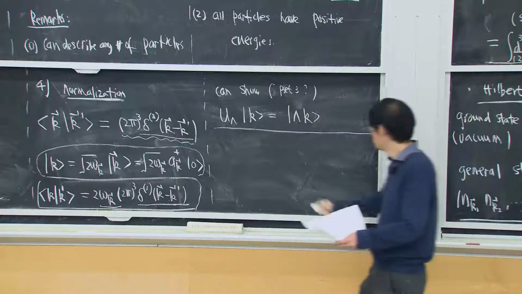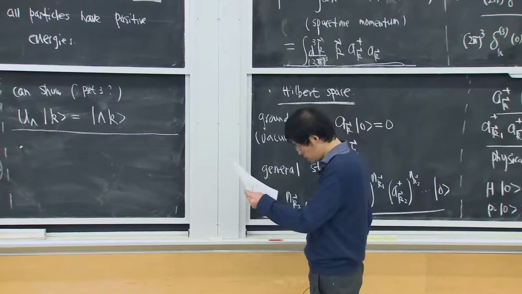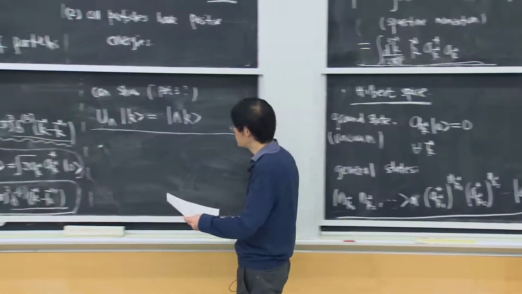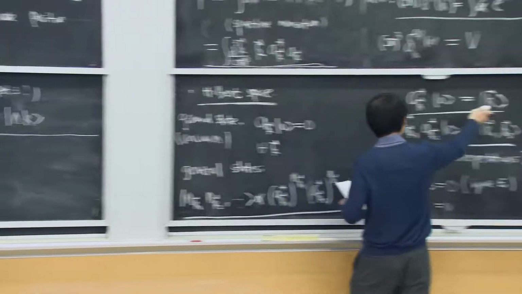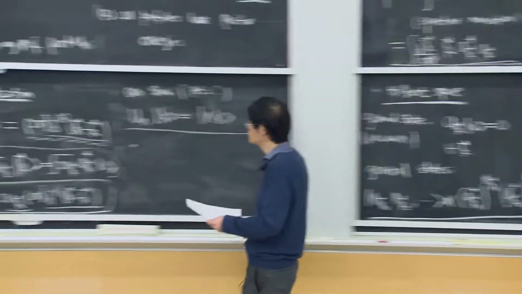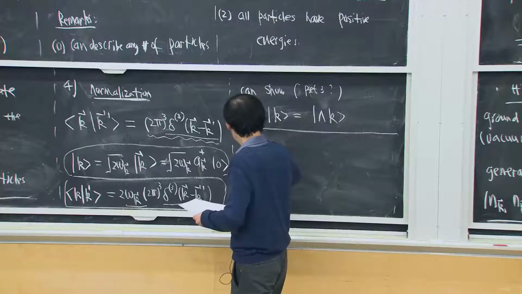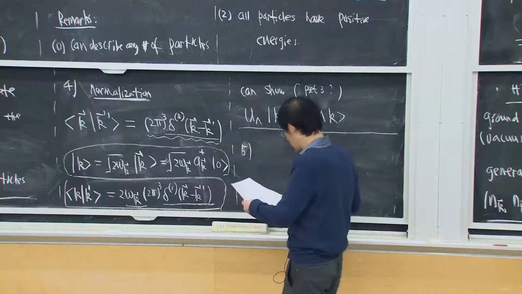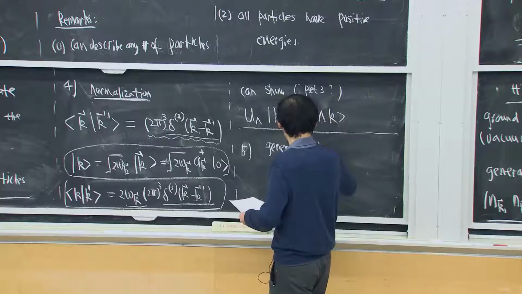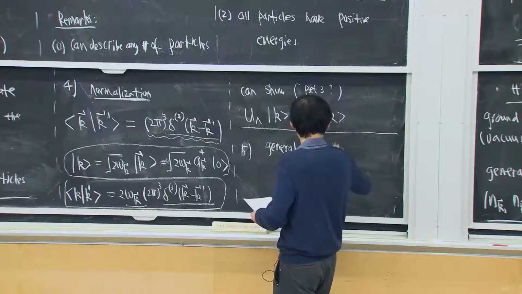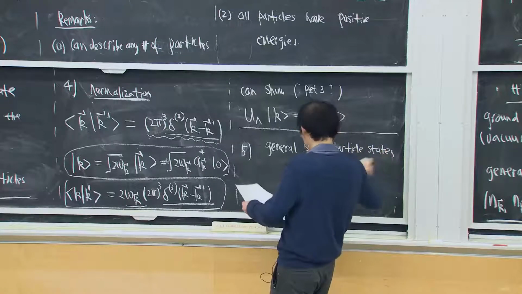Okay, good. So you can also talk about a wave packet. This is a plane wave, the momentum eigenstate. So we can also consider a general single particle state, which will have the following form.